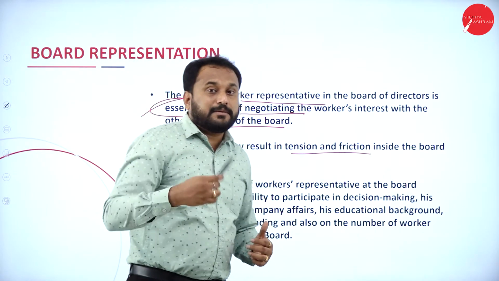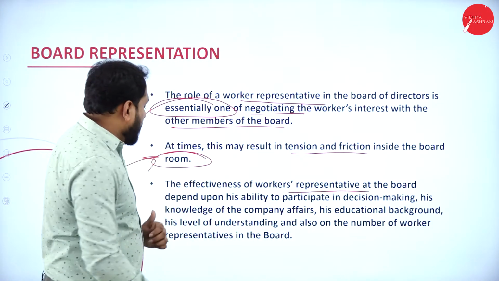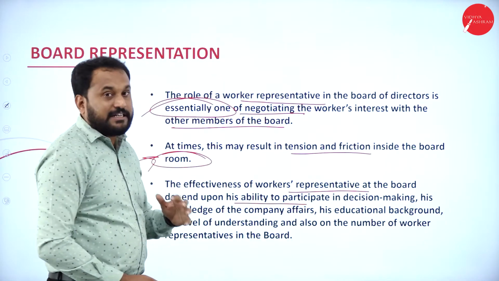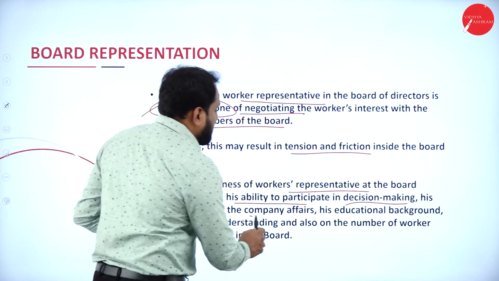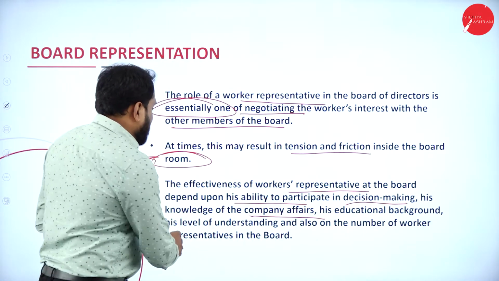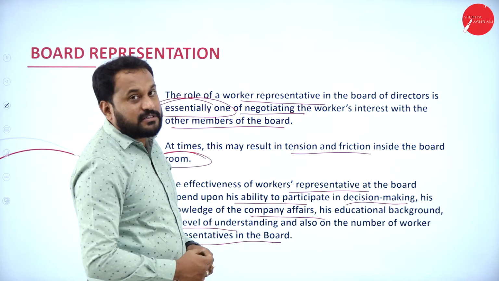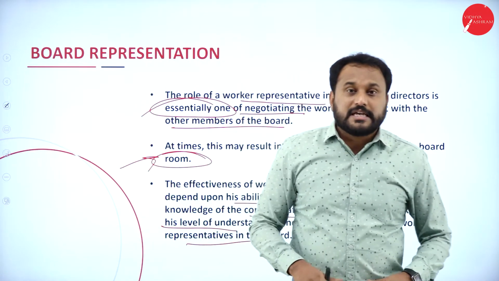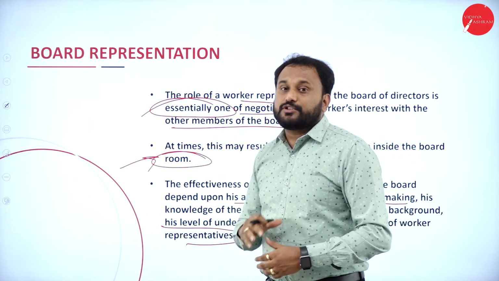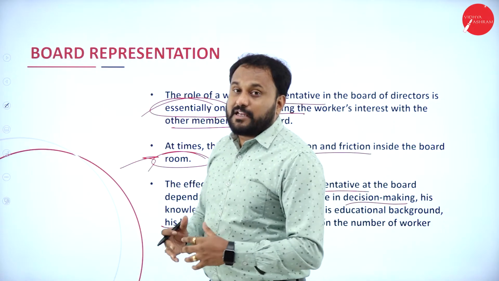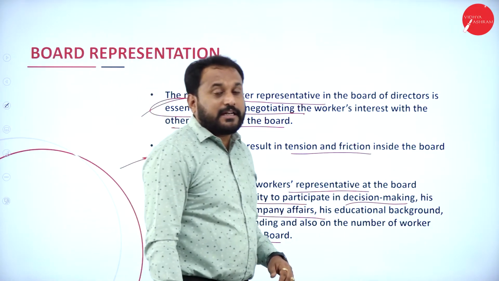If the workers represent the board, what will happen? The effectiveness of workers' representative to the board depends upon his ability to participate in decision making. Now he should be capable of decision making. His knowledge of the company affairs, his educational background, his level of understanding, and also the number of workers' representatives in the board matter. He should be a person whom the workers have elected unanimously, and only being in a board is not enough. He should have a well-defined educational background and qualification to take decisions which are proper.